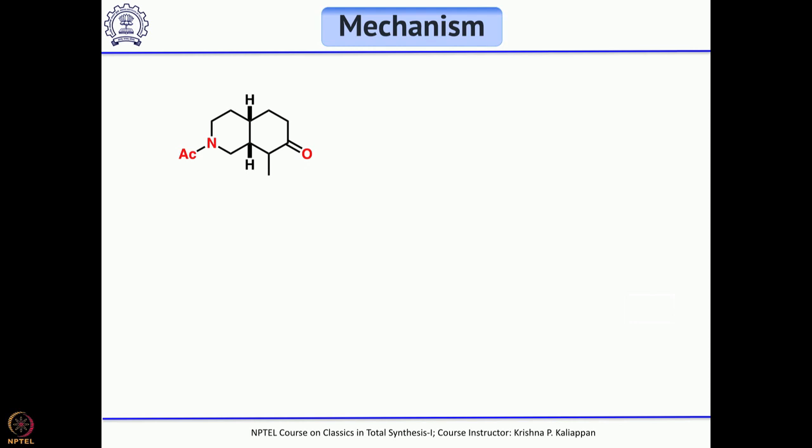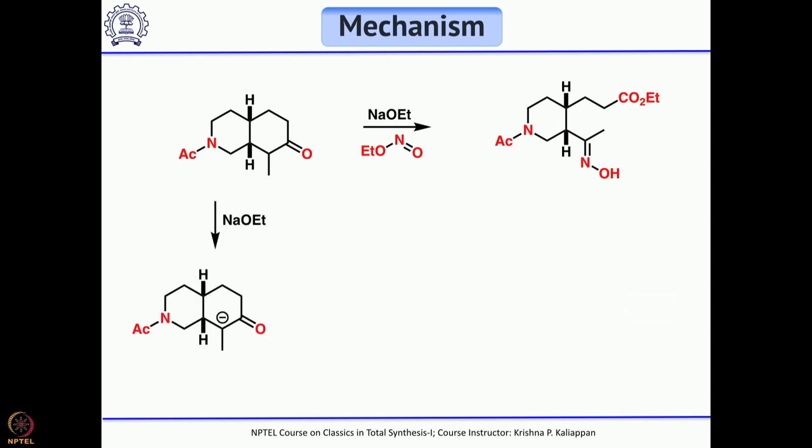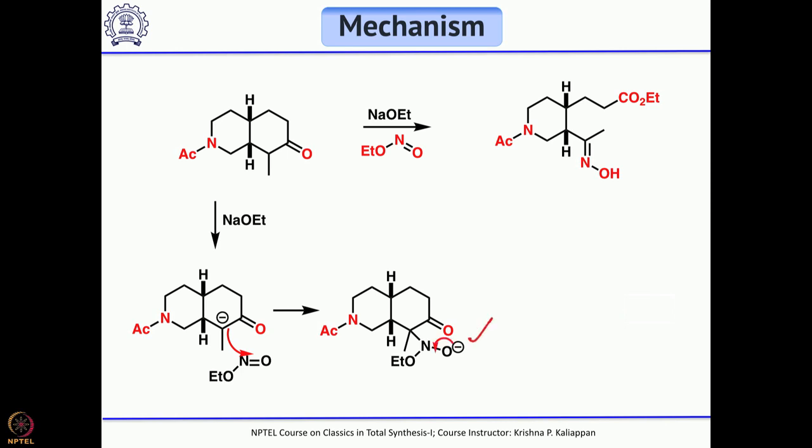mechanism of the introduction of the nitroso group. So, you have this and treat with sodium ethoxide and NOOEt. You get this compound, isn't it? So, the mechanism is, first it generates the enolate. Then upon treatment with the nitroso compound, the enolate, that is the carbanion, attacks the nitrogen of NO to give this particular intermediate. Now, what will happen? This O minus will come back and eliminate the OEt.